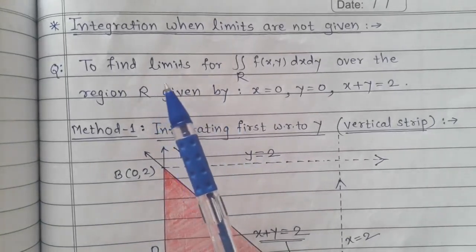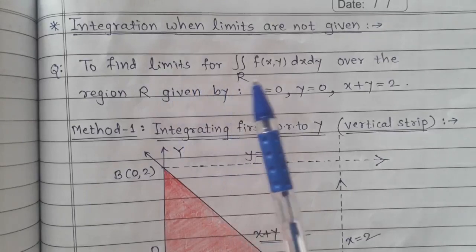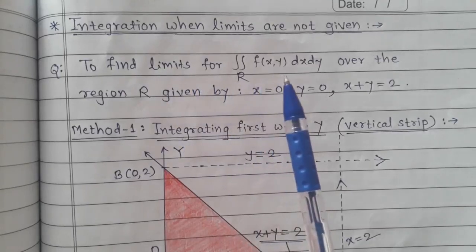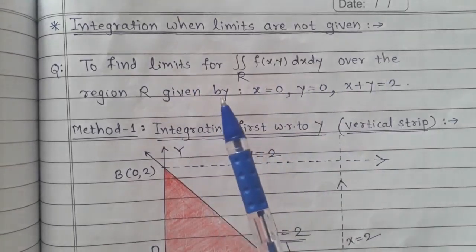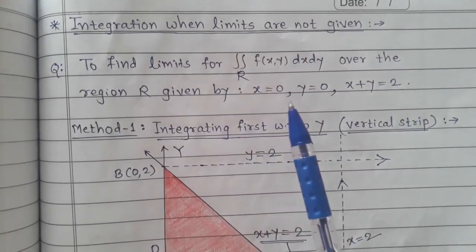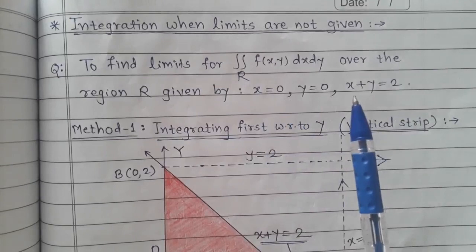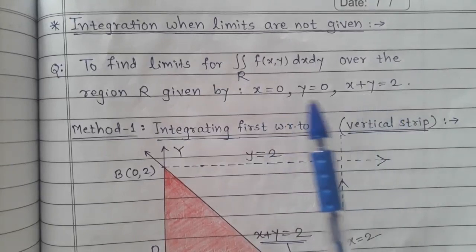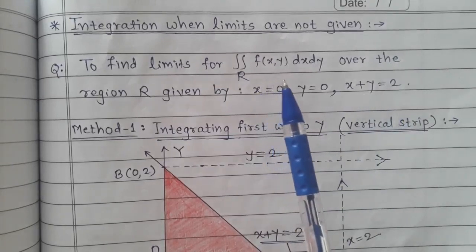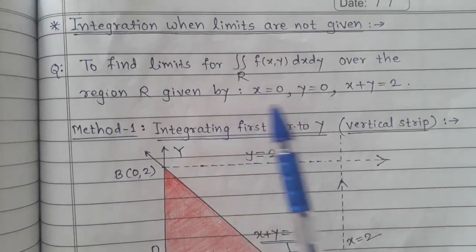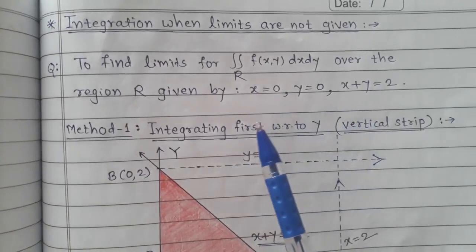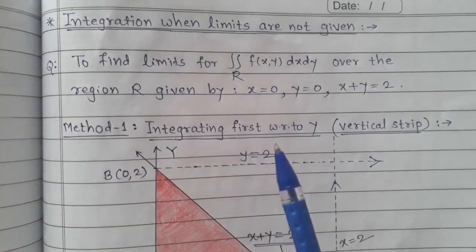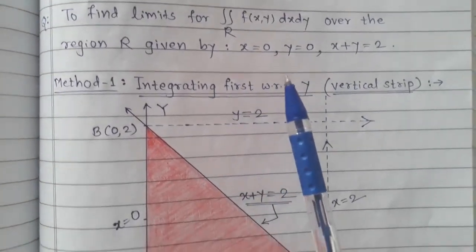So see the question. To find the limits for double integration over R of f(x,y) dx dy over the region R given by x equal to 0, y equal to 0, x plus y equal to 2. So limits are not directly given here. In place of that, the region is described. So first of all, we will trace out this region.